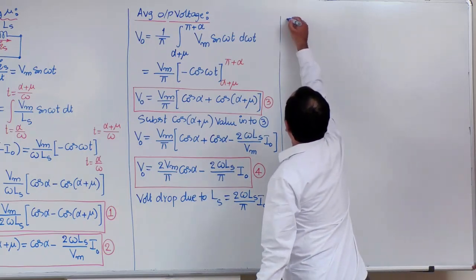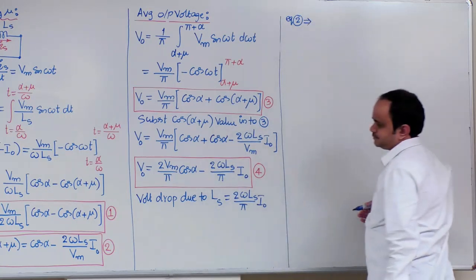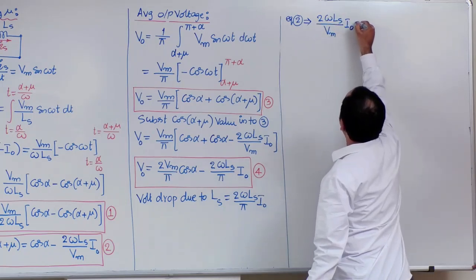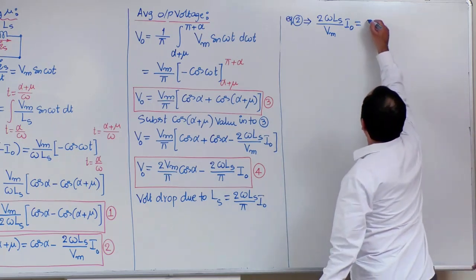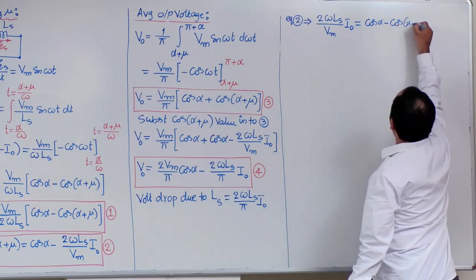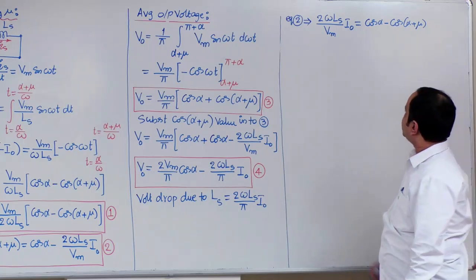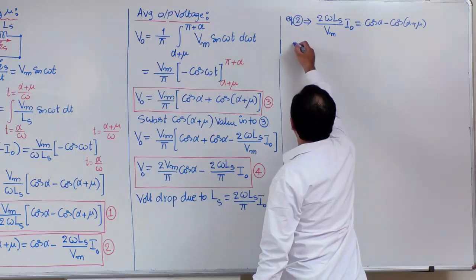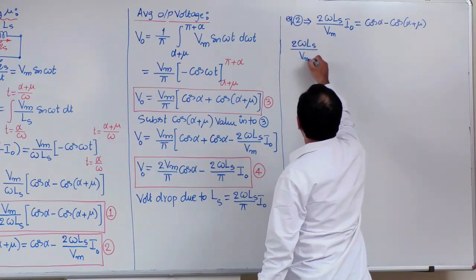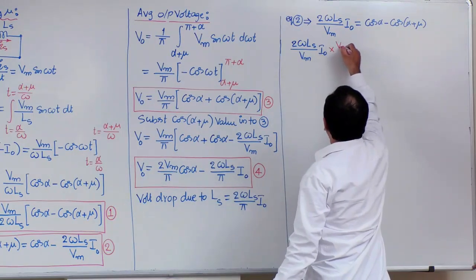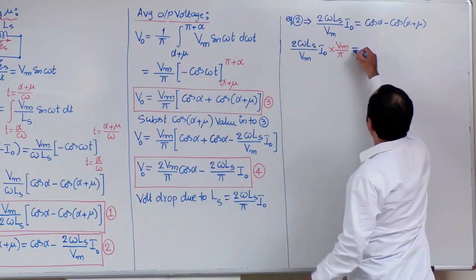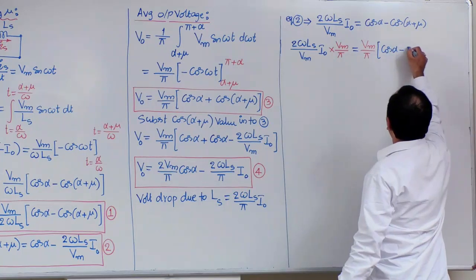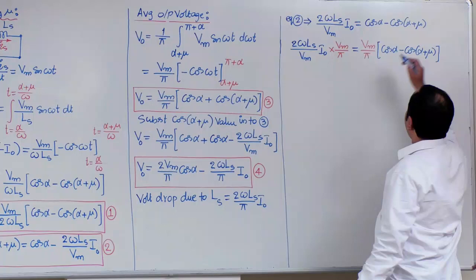Now, for example, from equation 2, follow carefully here, we would like to write 2 omega ls divided by Vm into I naught. Now how can we write it? That is, cos alpha minus cos of alpha plus mu. Okay. Now for example, if you multiply both sides with Vm by pi, then what we will get? Left hand side, let me write down here, 2 omega ls by Vm I naught. Now what I am telling is, I would like to multiply with Vm by pi. Right hand side also I will multiply with the same number, multiplied with cos alpha minus cos of alpha plus mu.